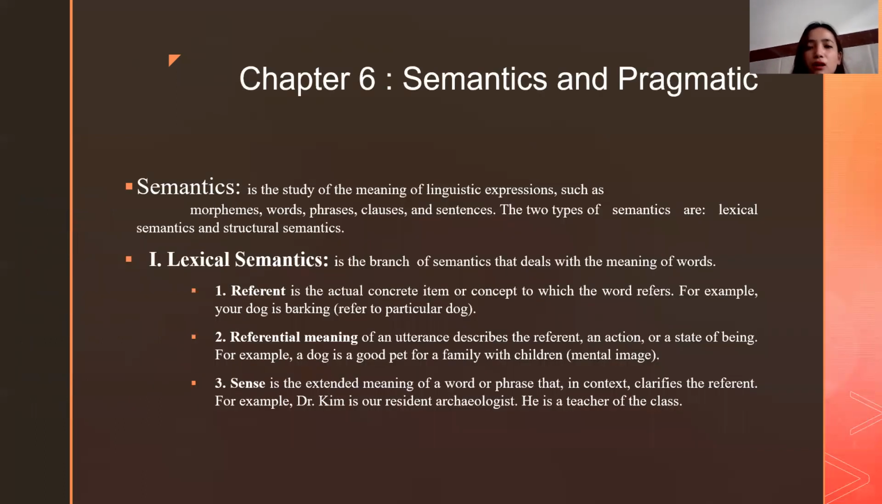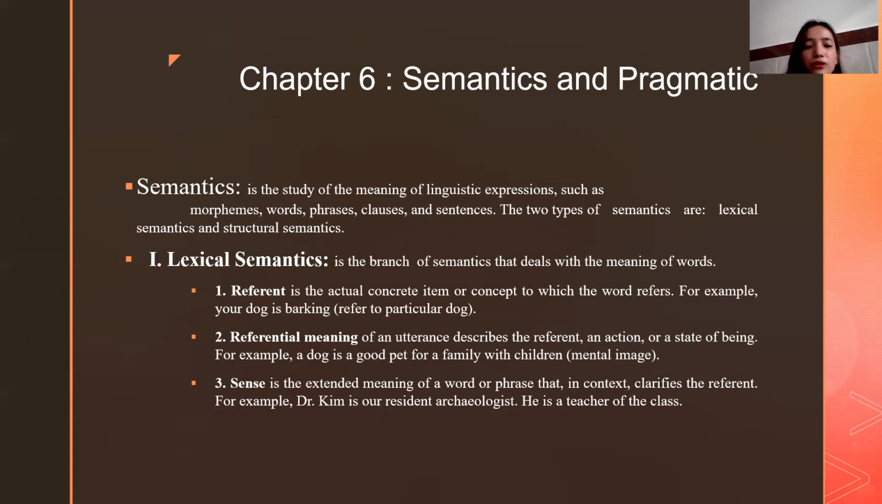Chapter 6, semantics and pragmatics. Semantics is the study of the meaning of linguistic expressions such as morphemes, words, phrases, clauses, and sentences. The two types of semantics are lexical semantics and structural semantics. Let's look at lexical semantics first. Lexical semantics is the branch of semantics that deals with the meaning of words. Reference is the actual concrete item or concept to which the word refers.